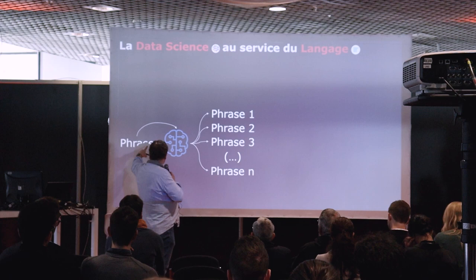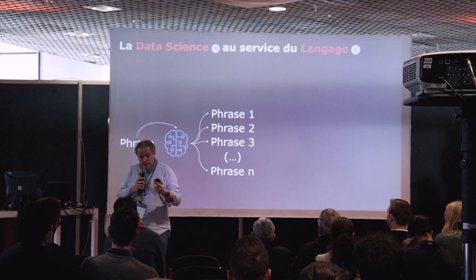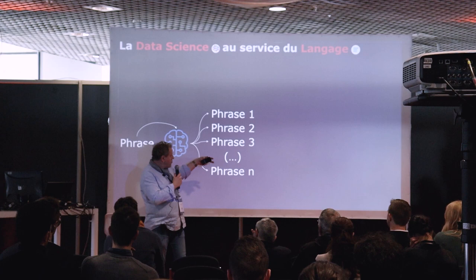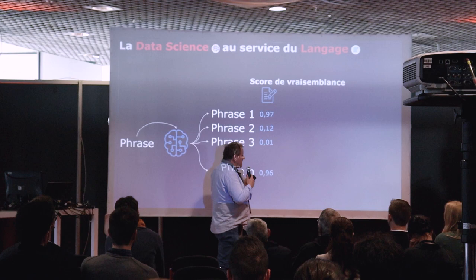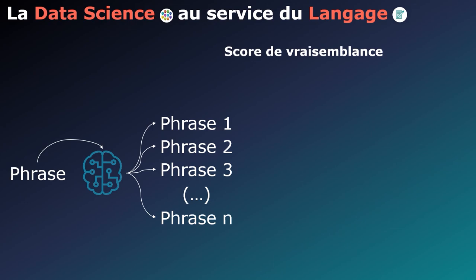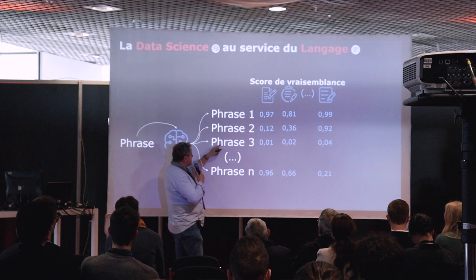So the idea is that we have a lot of sentences, and we have to measure the credibility or the plausibility of what has been generated. And we have multiple ways to score this plausibility, this credibility, with a lot of algorithms like BLEU, ROUGE, etc. So we have a lot of possibilities to score that. And then this sentence is good and this sentence is not good.